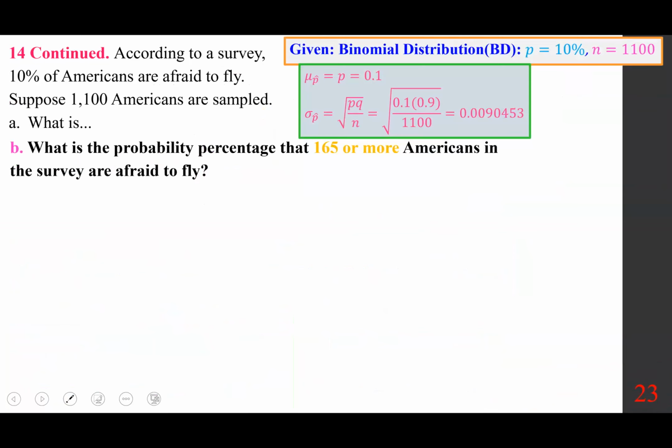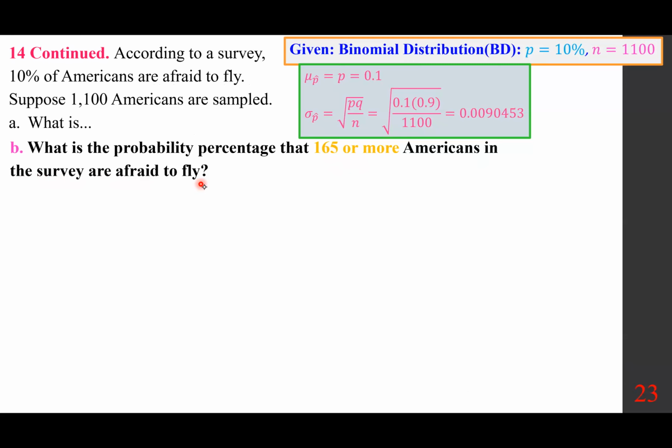Same question, every calculation from the previous pages here, which we need. What is the probability percentage that 165 or more Americans in the survey are afraid to fly? Well, we can either go with the last method we used, or the first one.